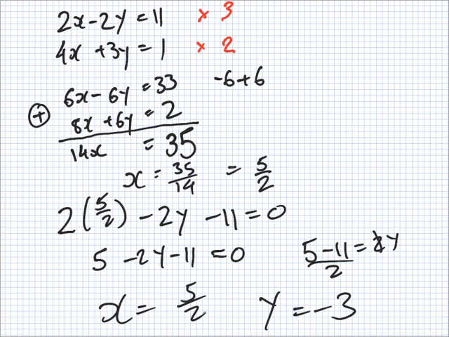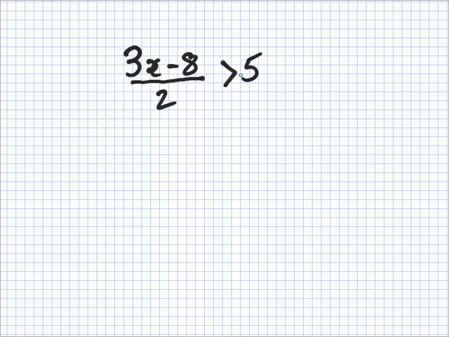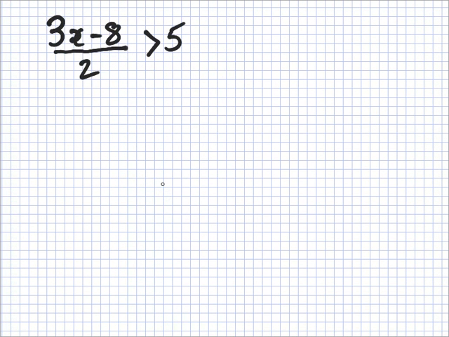Okay. Is that okay for you? Yeah. Next homework question. So let's see the next one then. It was an inequality. Very good. 3x minus 8 over 2 greater than 5. Right, what should I do first here? Oh no, sorry, that wasn't it. It's not an inequality, it's the last one there, isn't it?